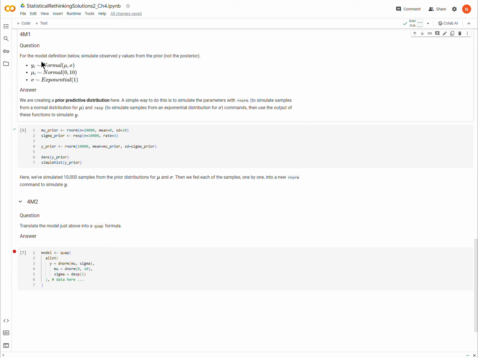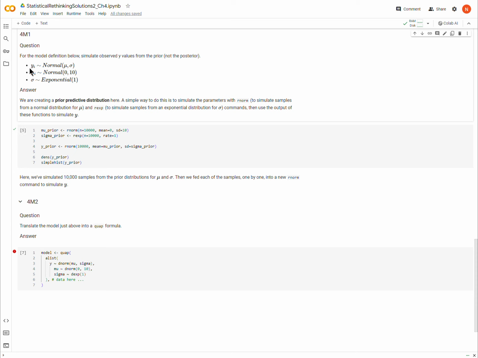Okay. So what we're doing here is we're creating what's called a prior predictive distribution. In the past, we've seen posterior predictive distributions, but this is just telling us what does our prior in the model expect to happen. What kind of data is the prior expecting to see? Okay, and so an easy way to do this is just to begin simulating line for line.